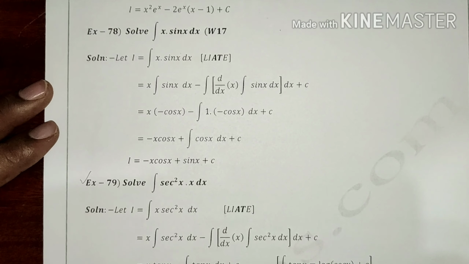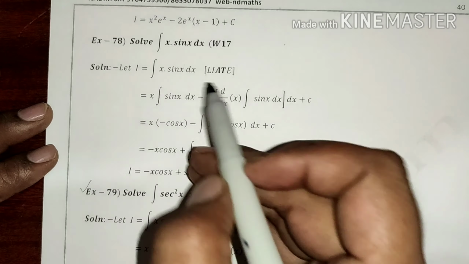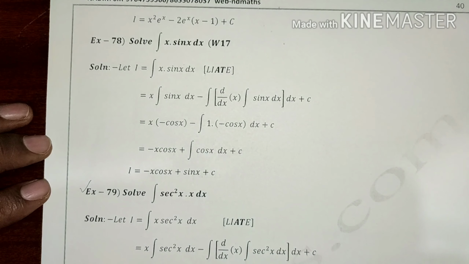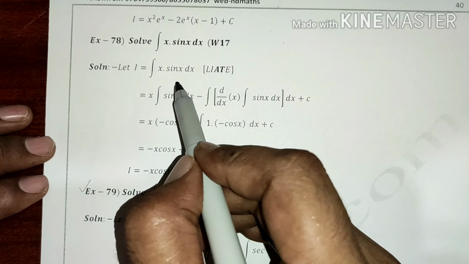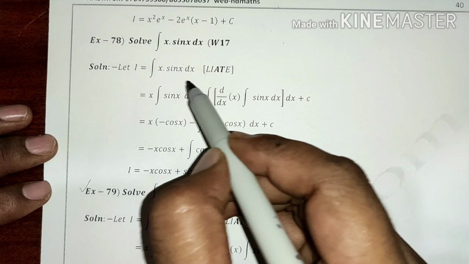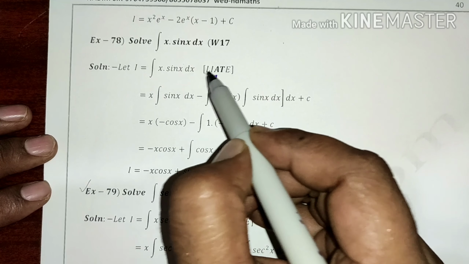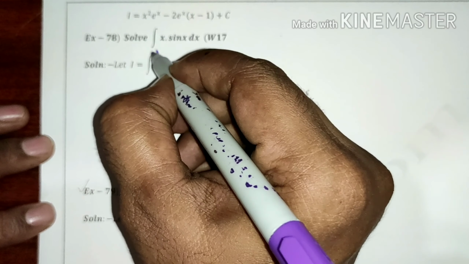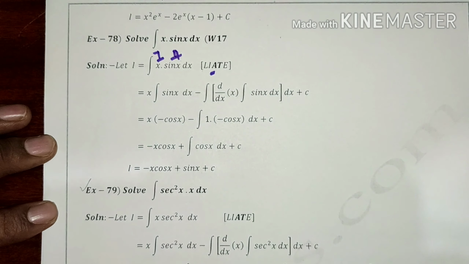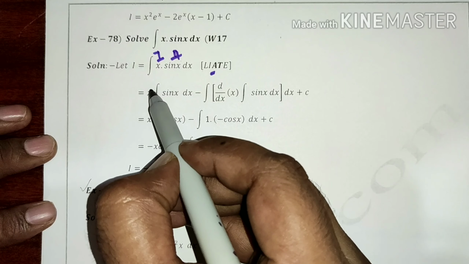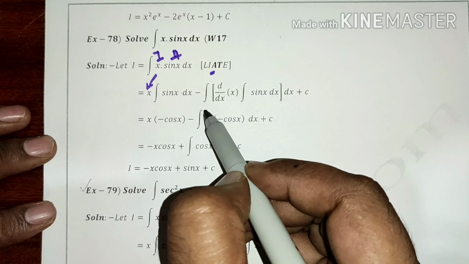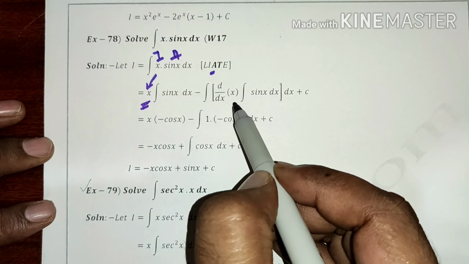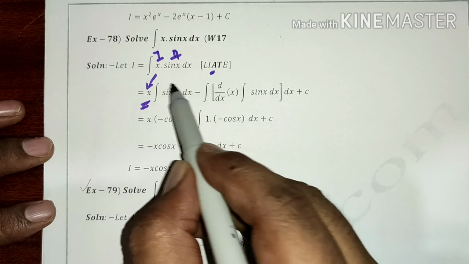See example number 78. Solve integration x into sin x dx. In the solution we write let I equal to integration x into sin x. Here x is an algebraic function and sin x is a trigonometric function, which is second. So we take x as the first function and sin x as the second function, and we apply the rule: first function times integration of second, minus integration of derivative of the first function times integration of second. So what is the left function here? x is the left function, so we take its derivative, and again the integration of sin x.